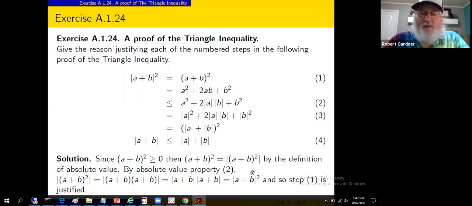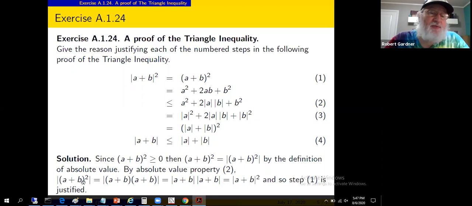Now, the absolute value of a product is the product of the absolute values. We just stated that in the previous property. I'll go through and we'll document all the details, since that's what they wanted us to do, justify the steps. It was property 2, which stated that the absolute value of a product is the product of the absolute values, that allows us to establish property 1 as follows.